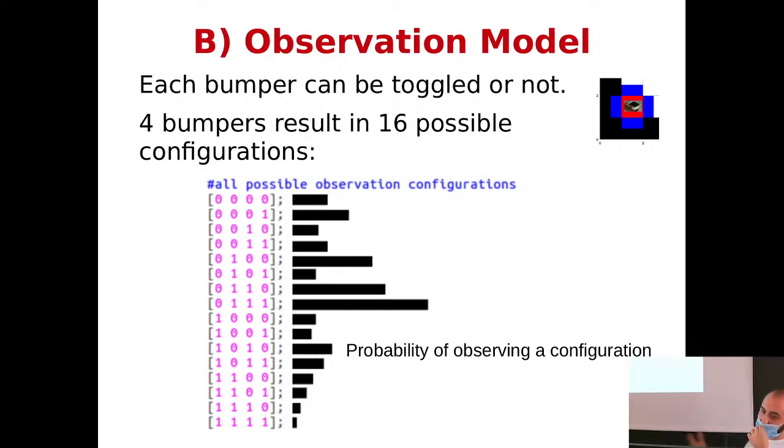Bumpers on the right, we have a 1 there. 2 bumpers at the same time, 3 bumpers at the same time, 4 bumpers at the same time. This is just a logical table with zeros and ones and 4 variables. Okay? And this is how we model the probability of each observation, for instance.